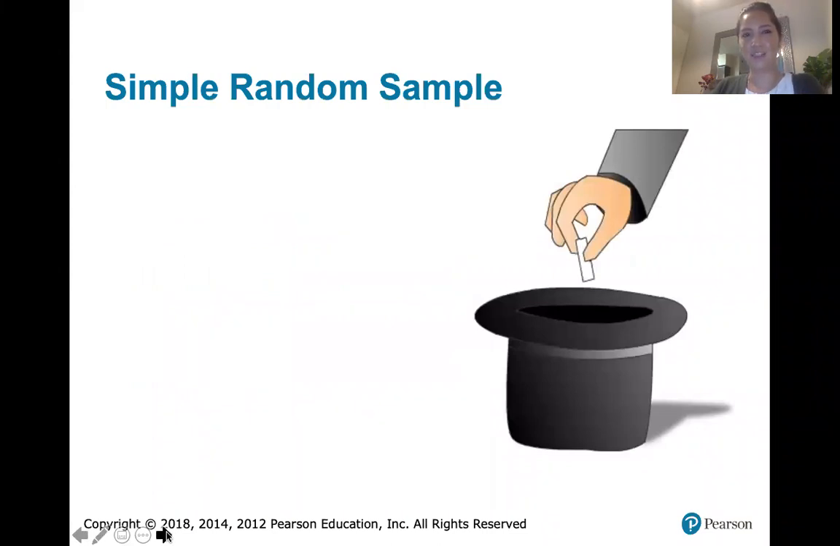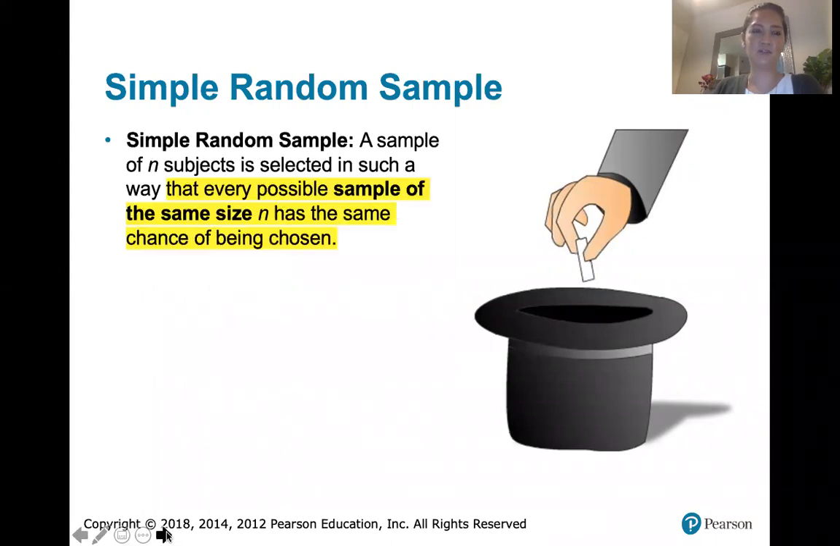And in this slide, we're going to define simple random samples and random samples. So first, I'll give you the 2 definitions. A simple random sample is a sample of size n, where n is some number, and it's selected in such a way that every possible sample of the same size has the same chance of being chosen.